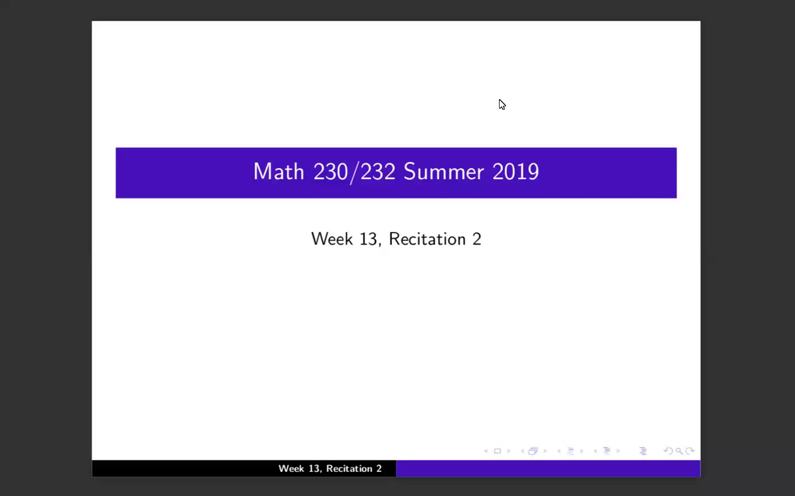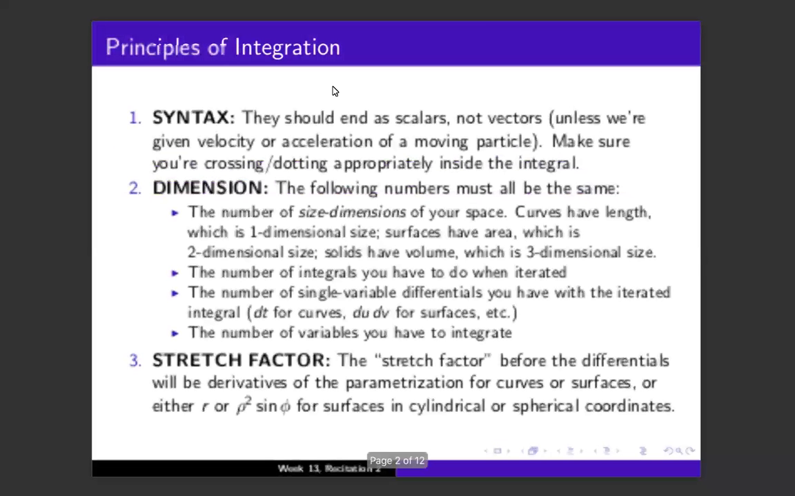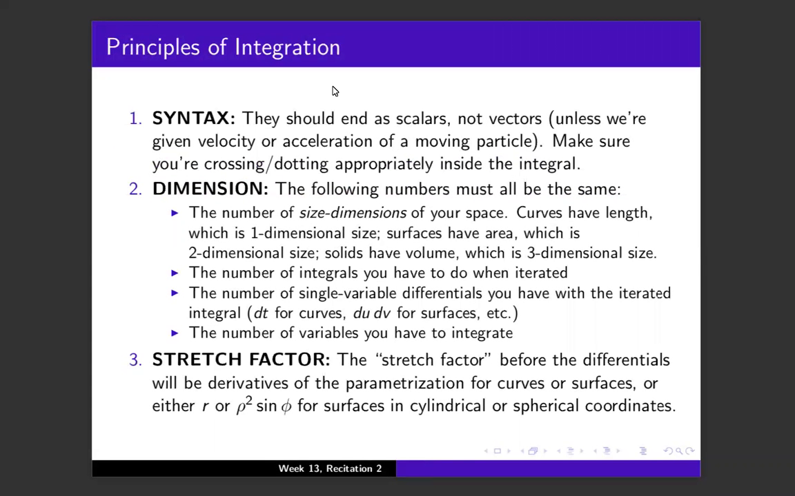All right, so we're doing our final recitation of the semester. I want to spend most of the day looking at integration and what we do with integration. I've been referring to these things called the four principles of integration, and if you abide by these four guidelines, you're usually going to get your integration problems correct.